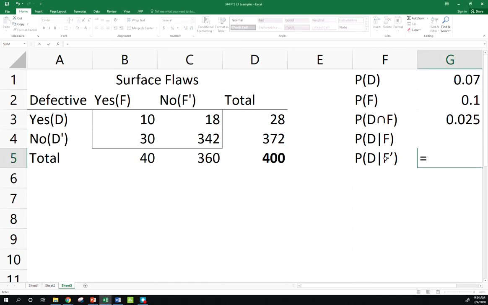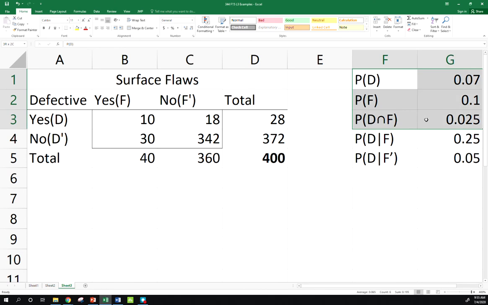What if we want to find the probability given they're not defective? Find our joint there, divided by the marginal of being not defective. Only 5% of those end up getting rejected as defective. So we're finding almost five times as many, or you're five times as likely to be defective if you have a surface flaw. So those are some conditional probabilities from our contingency table. The other probabilities I don't think are too bad to find.